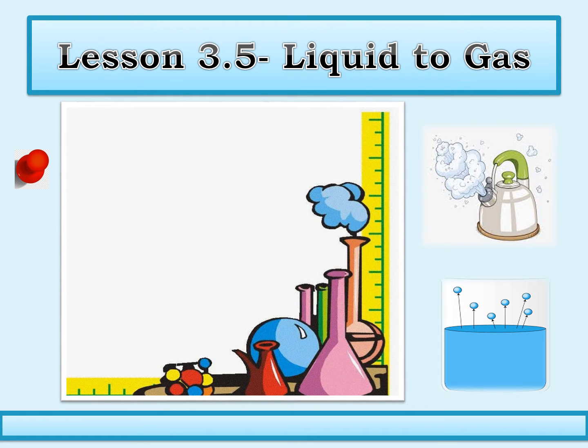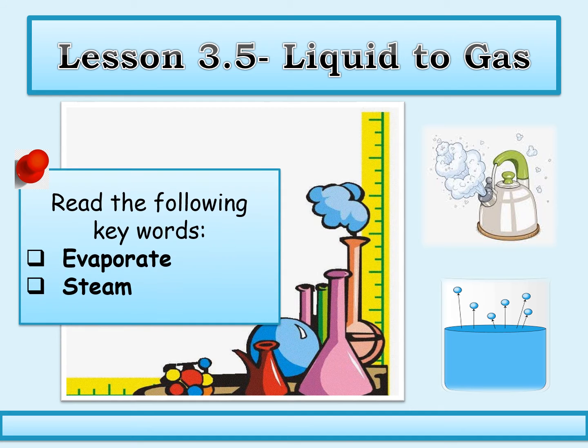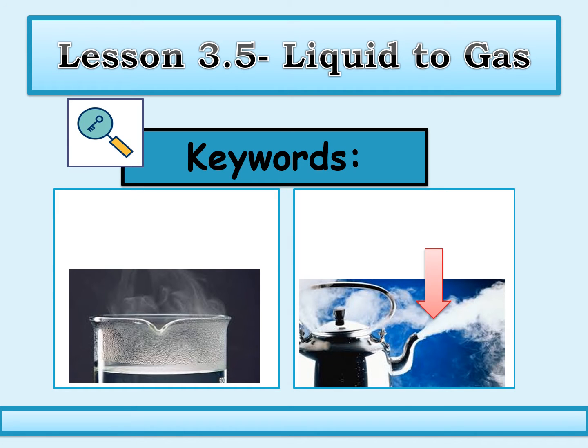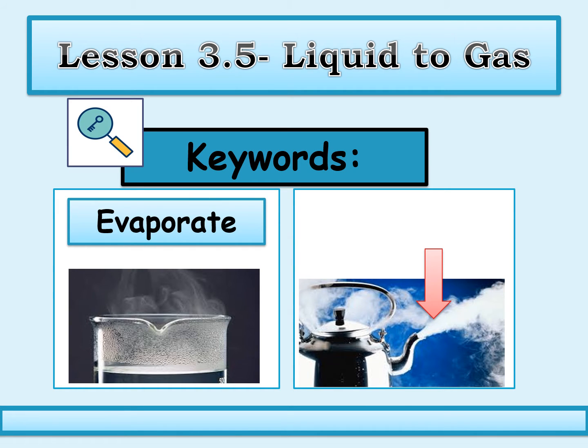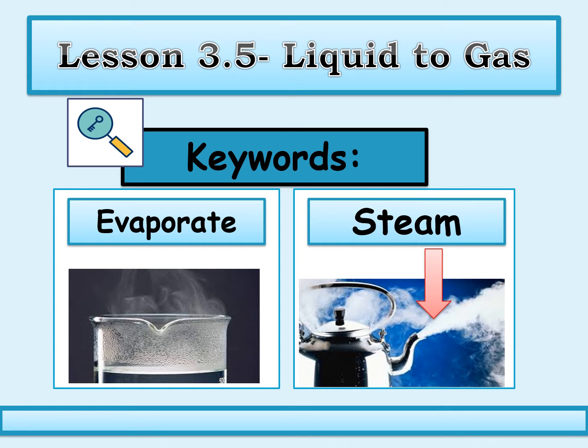Your task number 1: read the following keywords using the glossary of your student book. The keywords are evaporate and steam. When a liquid evaporates, it gradually becomes less and less because it's changing from a liquid to a gas. Steam is the hot vapor formed when a liquid boils.